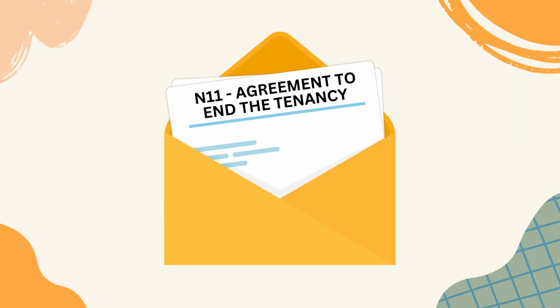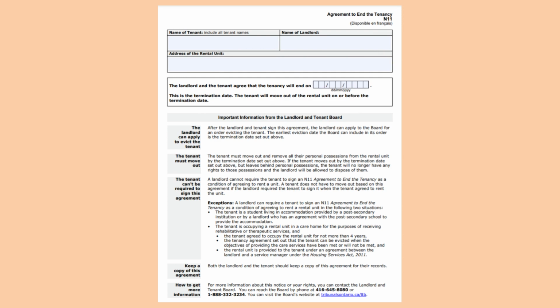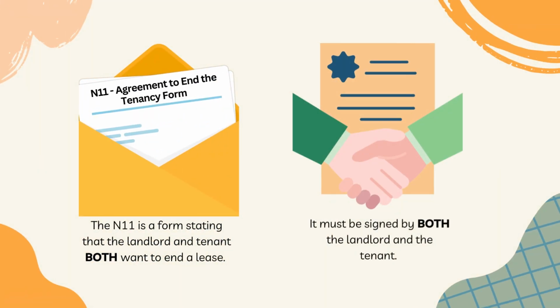N11 Agreement to End a Tenancy. The N11 is an agreement to end the tenancy form approved by the Landlord and Tenant Board. This form must be completely and correctly filled out. The N11 is a form stating that the landlord and tenant both want to end a lease. It has to be signed by both landlord and tenant.